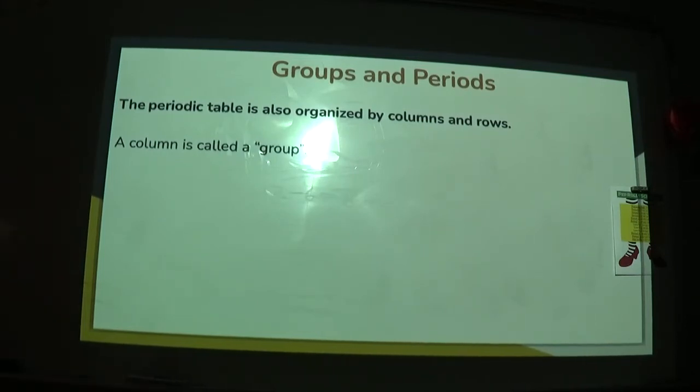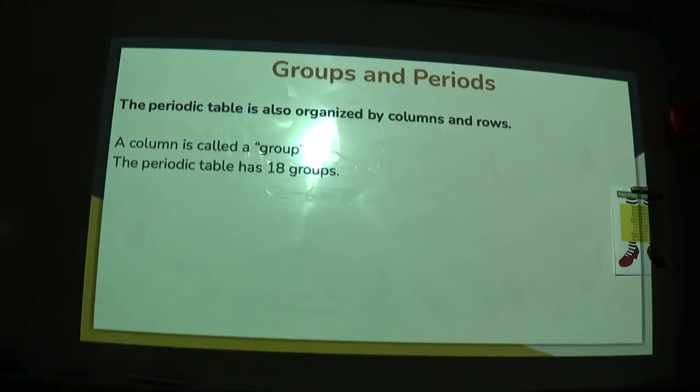Or if you don't know, can you count really fast? 18. Hey, look, they're labeled in red numbers. Okay, there are 18 groups on our periodic table. And that is significant, but I can't tell you until the chapter after this, so you gotta wait a month. Okay, but that's important.